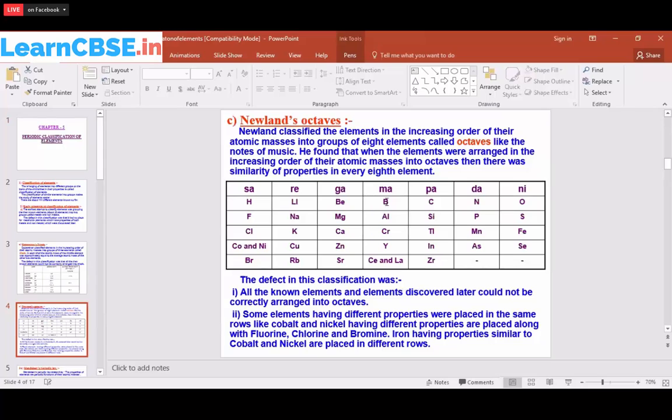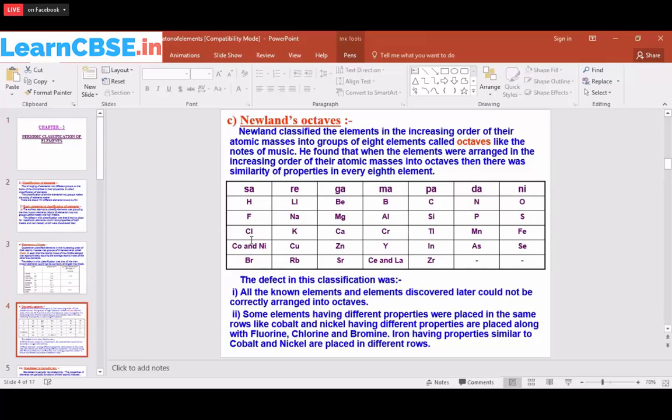The defect of this classification is that they put all the known elements, whatever they had discovered in that period, like this. But there are some elements which they missed. The noble gases were not yet discovered, and some elements in between, for example titanium, they had not discovered. So they didn't know how to arrange these elements. So some of the elements have different properties.